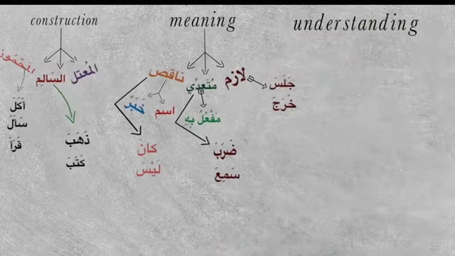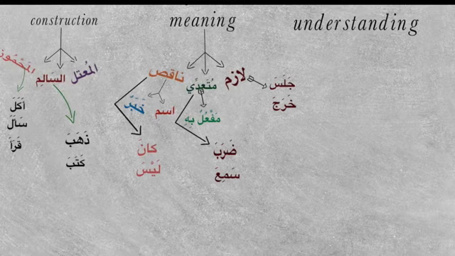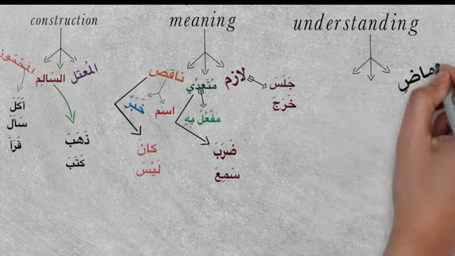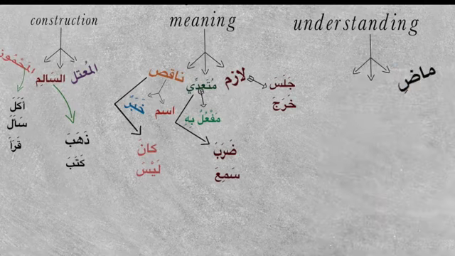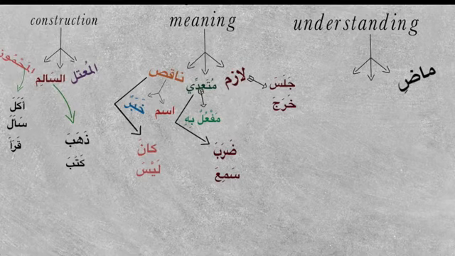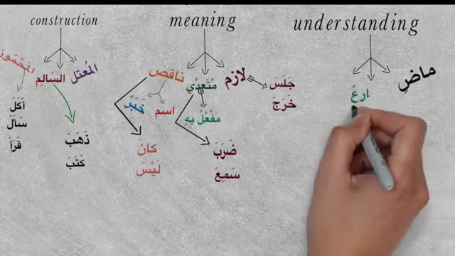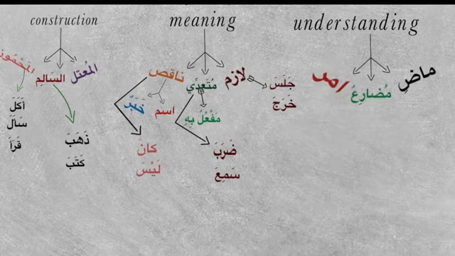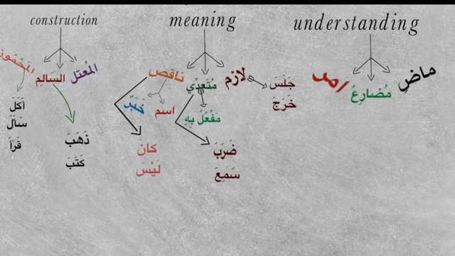So depending on understanding, when we know how these are constructed and what they mean, how do we understand the verbs when they are written or said? We understand them in three basic forms again. One is madi. When we see it, we know this is talking about the past tense, not the present tense. And mudara is the present tense, and amr is a command. So there are three ways you can understand a verb in a sentence, whether it is talking about past tense, present tense, or giving a command.